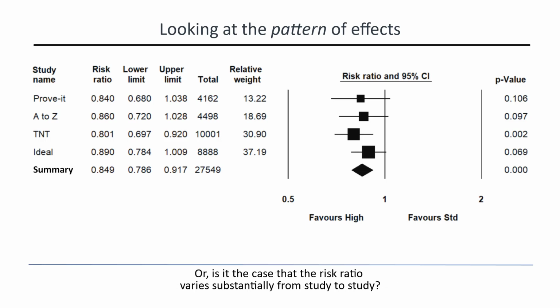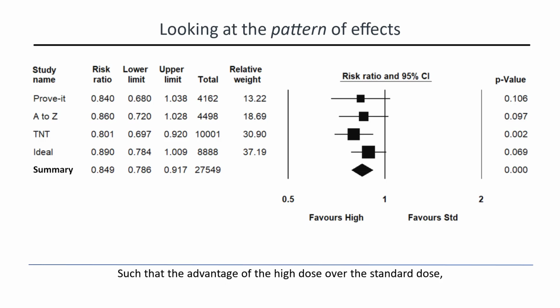Or is it the case that the risk ratio varies substantially from study to study, such that the advantage of the high dose over the standard dose is very strong in some studies, but only trivial in others? In that case, we might conclude that we need to know where the high dose is superior and where it is not.